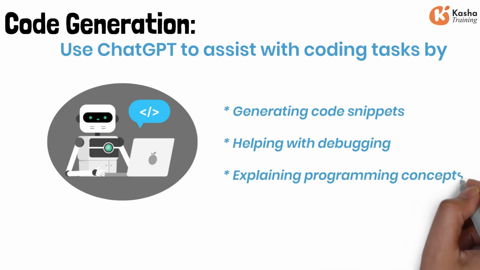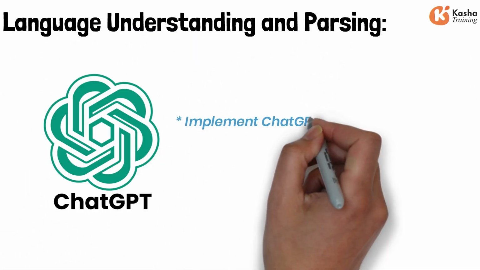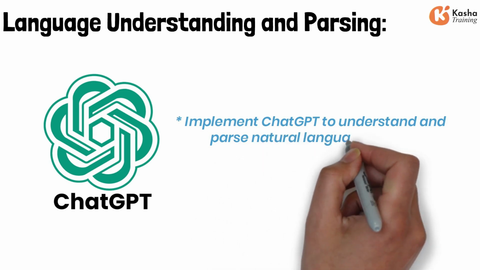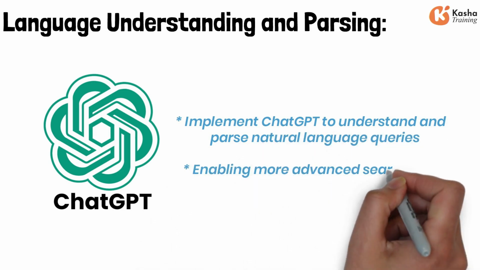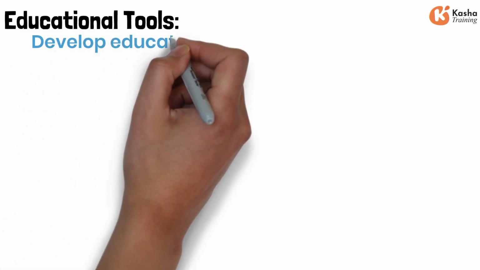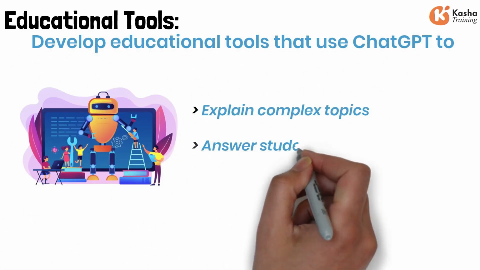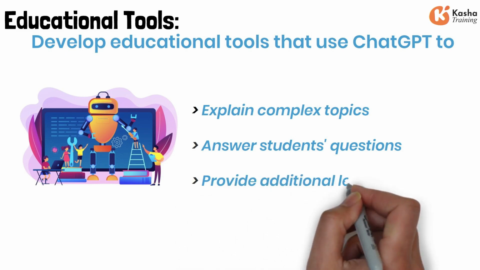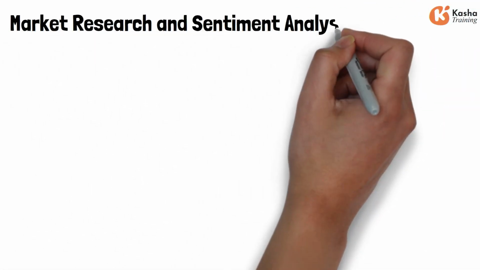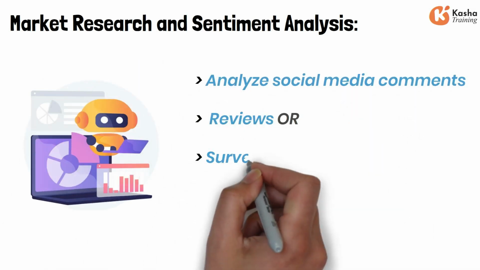Code generation: use ChatGPT to assist with coding tasks by generating code snippets, helping with debugging, or explaining programming concepts. Language understanding and parsing: implement ChatGPT to understand and parse natural language queries, enabling more advanced search and data retrieval systems. Educational tools: develop educational tools that use ChatGPT to explain complex topics, answer students' questions, and provide additional learning resources.